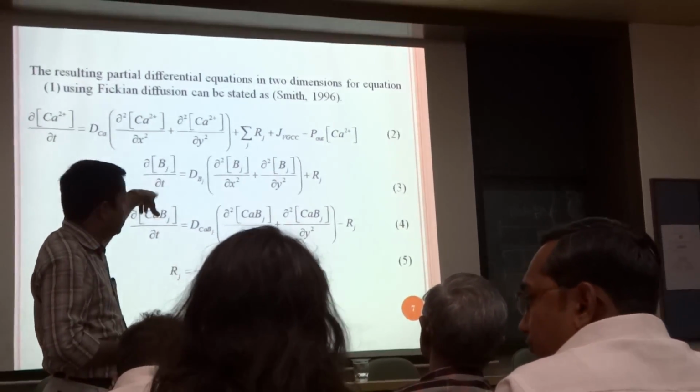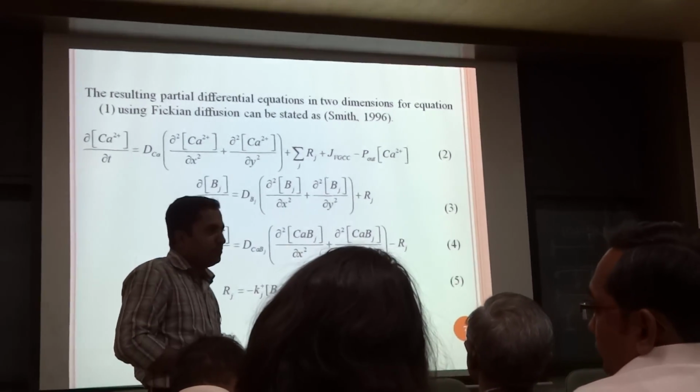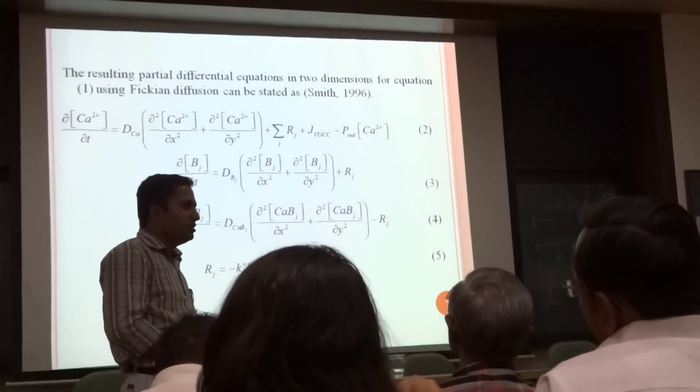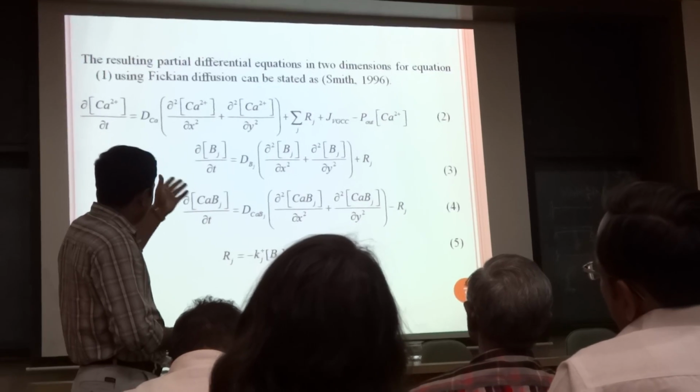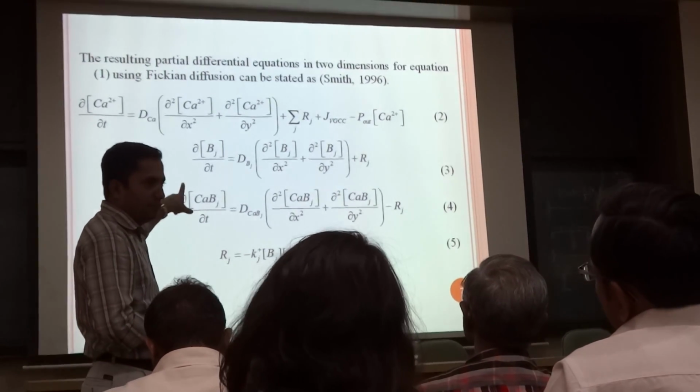Sorry, JVGCC should be minus because it decreases the calcium concentration. And P out is the extrusion of the calcium concentration outside the cell. This follows the law of mass action. Here we have used Fick's diffusion law for the diffusion process.